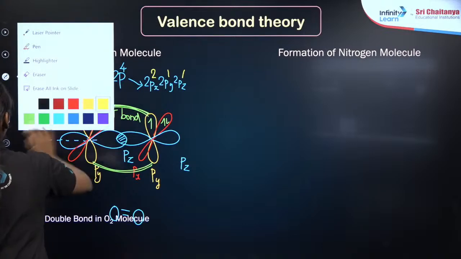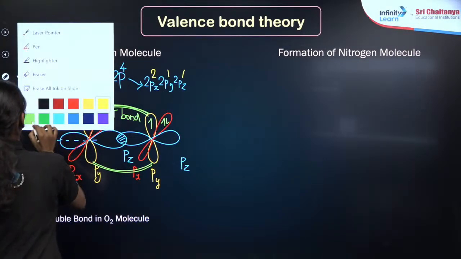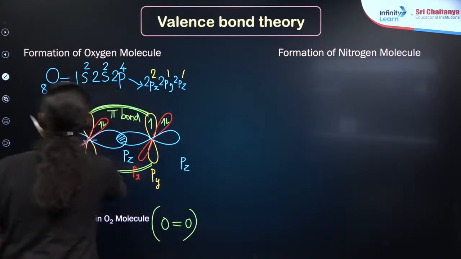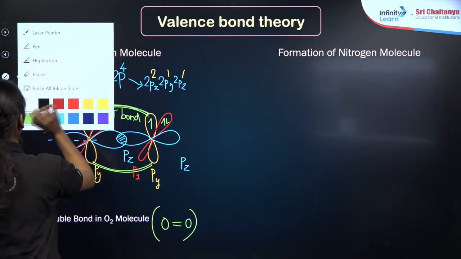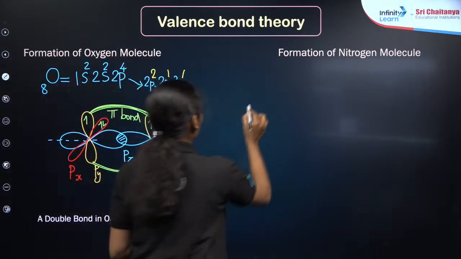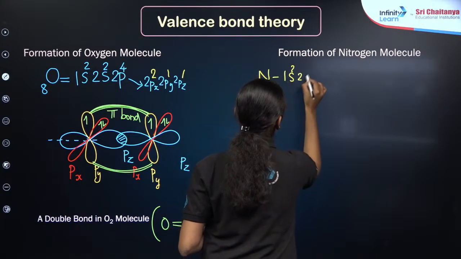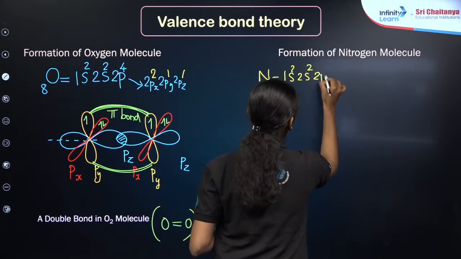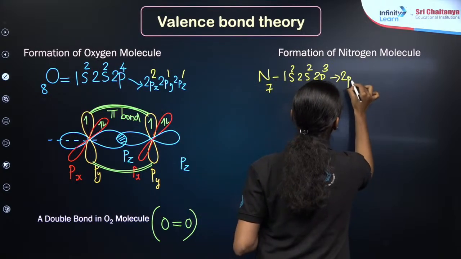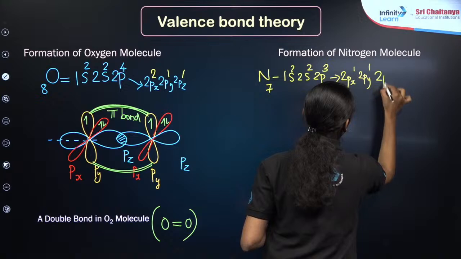So a double bond is formed in the case of the oxygen molecule, or double bond O. Now if we are considering the nitrogen molecule, what will be the structure? Nitrogen is 7, then 1s2, 2s2, 2p3. 2p3 means 2px1, 2py1, 2pz1, right?